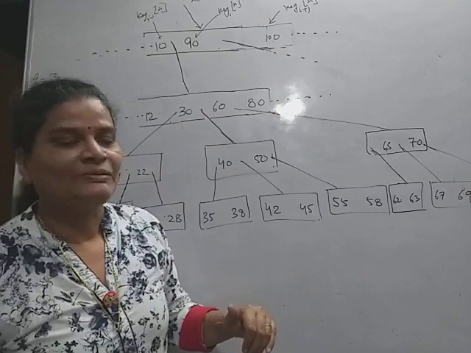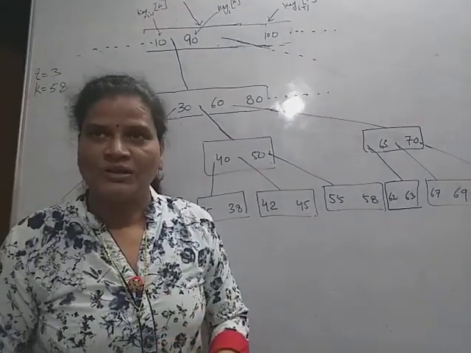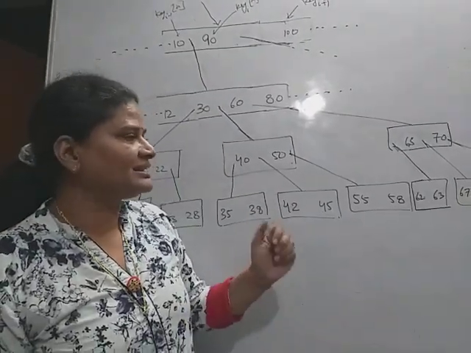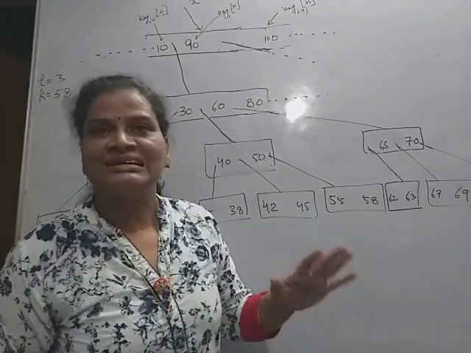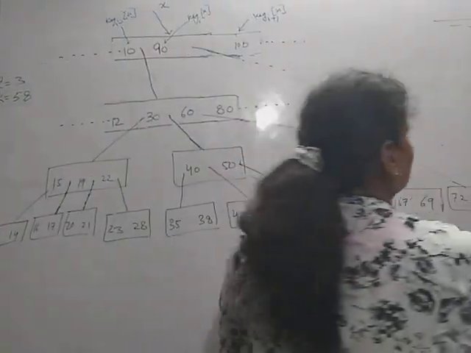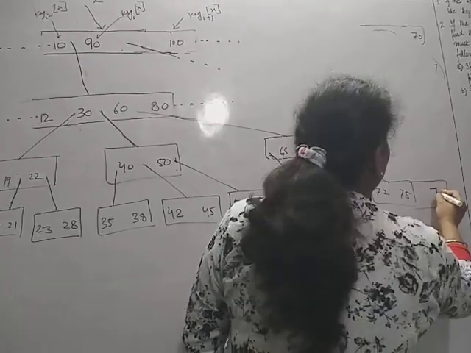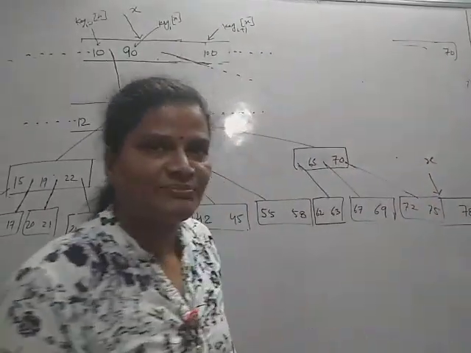So just here, I will cover there are 3 cases. The first simple case is where we are deleting a node from the leaf node, if x is a leaf node. Suppose, for example, here 78. This is a very simple case.